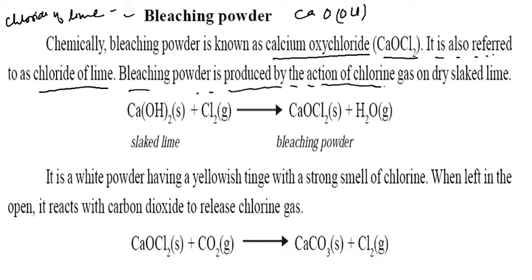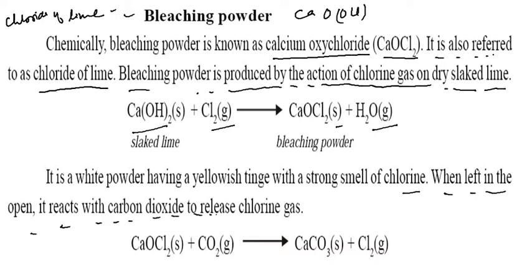Bleaching powder is produced by the action of chlorine gas on dry slaked lime. When chlorine is passed over dry slaked lime, it reacts to form bleaching powder, CaOCl2, which is solid, and water vapor. It is a white powder having a yellow tinge with a strong smell of chlorine. Isme se bahut jyada smell aati chlorine ki.